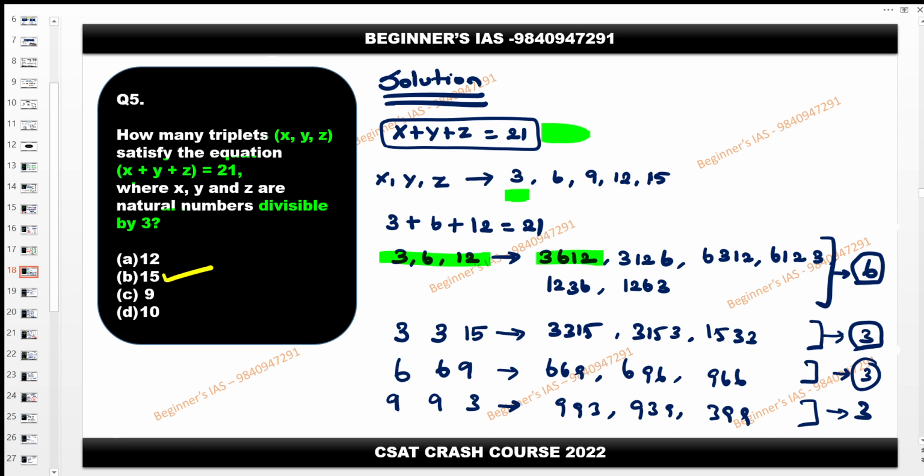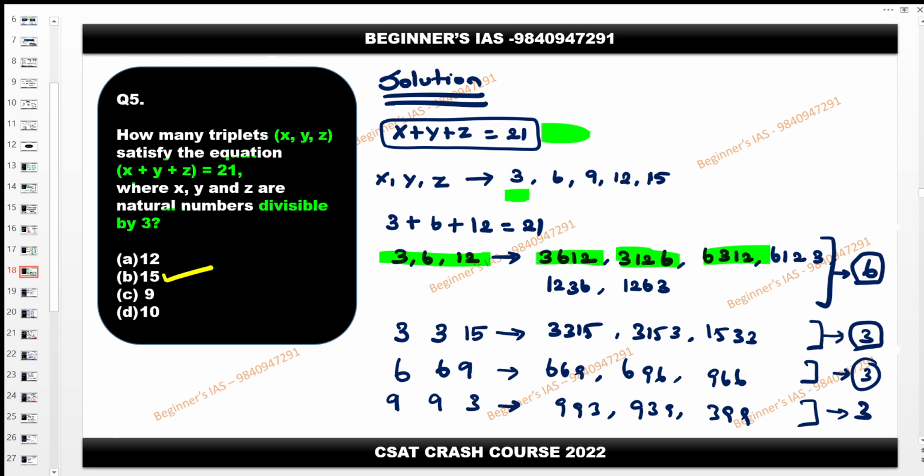This is one. Then reverse this one: 3, 12, 6. This is the second one. Listen carefully. With 3 we can form these 2. Now with 6 we can form 6, 3, 12.